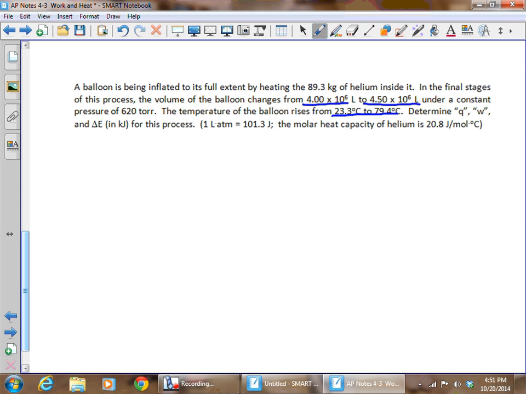It wants to know Q, it wants to know W, and it wants to know delta E in kilojoules for the process. Fortunately, it gives us some conversion factors and gives us the molar heat capacity of helium as 20.8 joules per mole degrees Celsius. So it wants to know Q. What do we know about Q? Okay, we know that Q is equal to mC delta T.